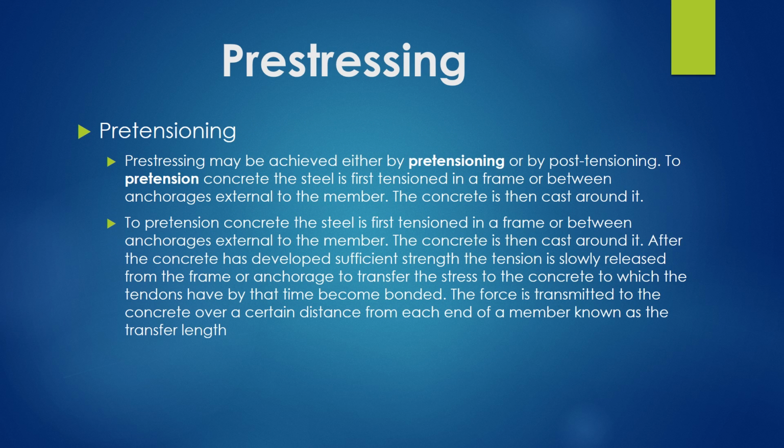Pre-tensioning may be achieved as follows. To pre-tension concrete, steel is first tensioned in a frame or anchorages external to the member. The concrete is then cast around it.